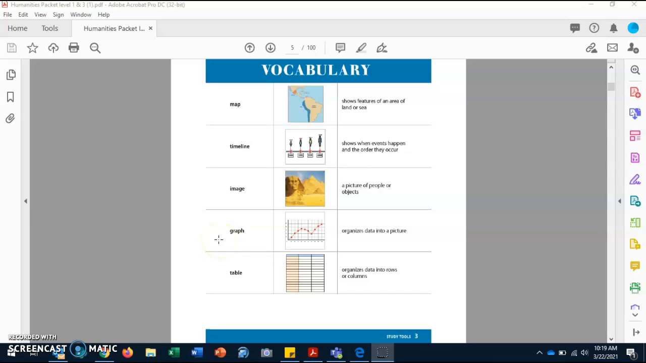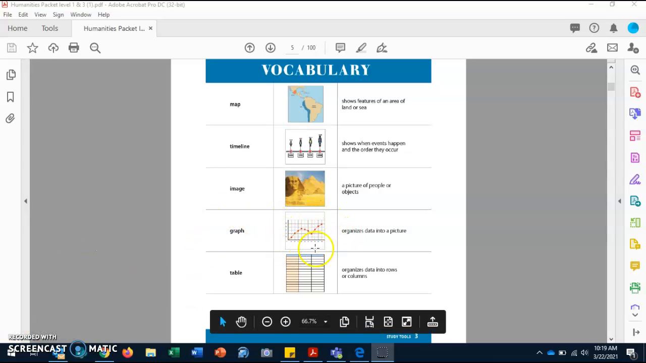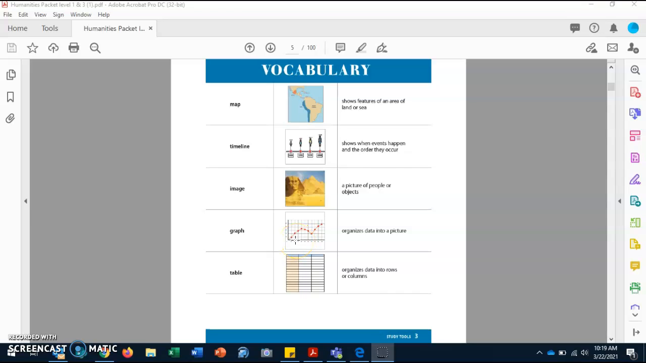Our next vocabulary is graph. And a graph organizes data into a picture. So sometimes we might have some data, and in order for us to understand it or to show other people that data, we sometimes put it in a graph. That way we understand it and the other people can understand what we are talking about too. And we put the data and we can see it in a picture.